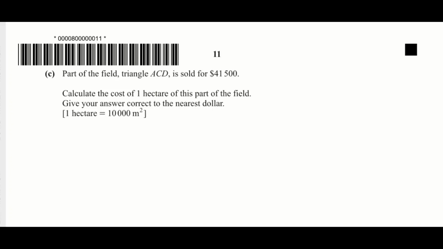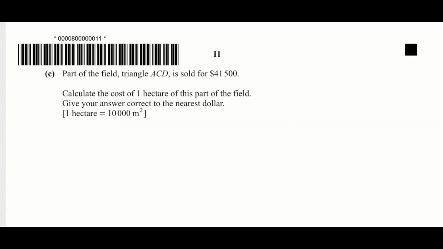Part C. Part of the field, which is triangle ACD, is sold for $41,500. Calculate the cost of 1 hectare of this part of the field. Give your answer correct to the nearest dollar. 1 hectare is equal to 10,000 square meters. So here we need to find the area of ACD.